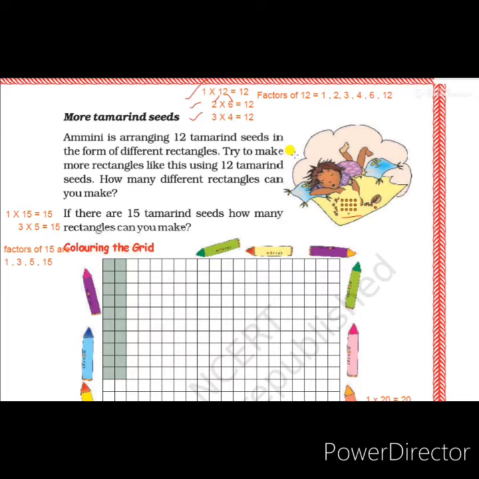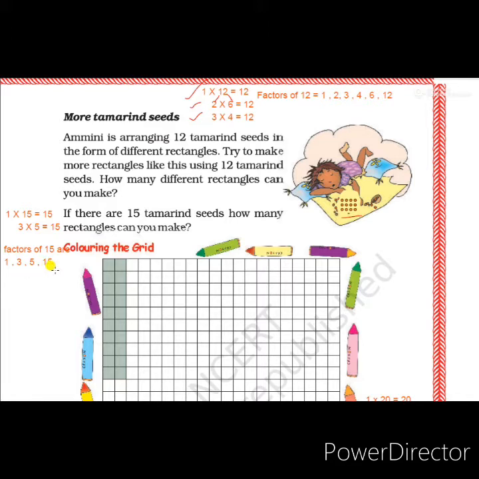Now what is a factor? The numbers being multiplied to get a product are called the factors. Here we are multiplying 3 and 4. We are getting 12. So 3 and 4 are the factors of 12. In the same way, when we made the rectangles of 15 tamarinds, 1 into 15 is 15, 3 fives are 15. So we can say that the factors of 15 are 1, 3, 5 and 15.